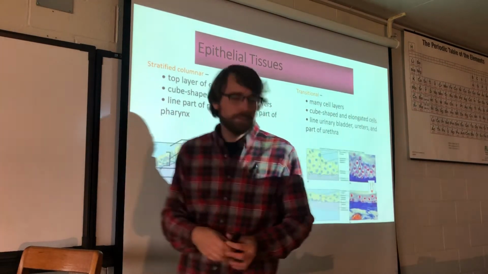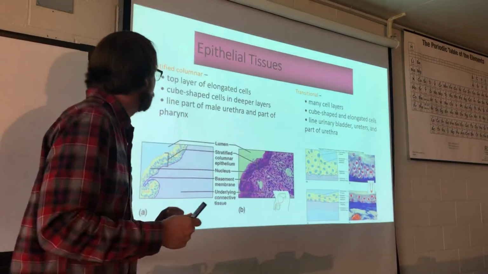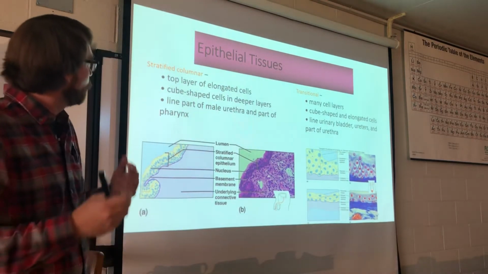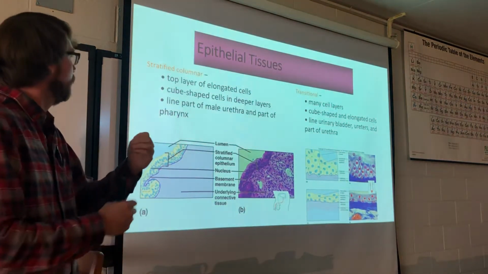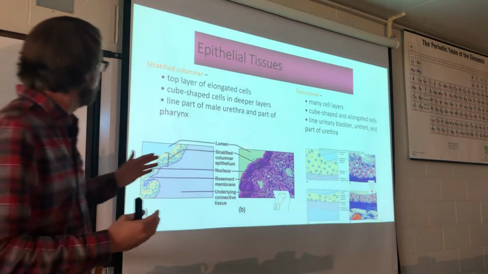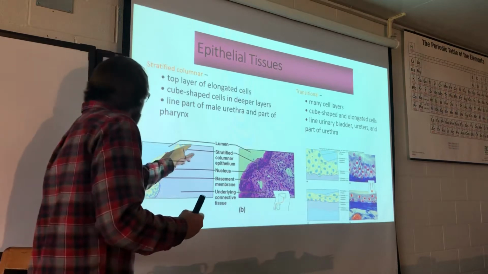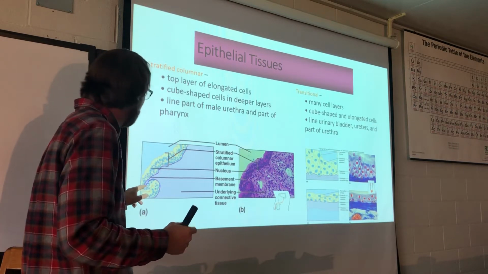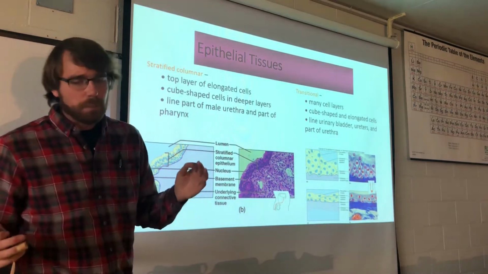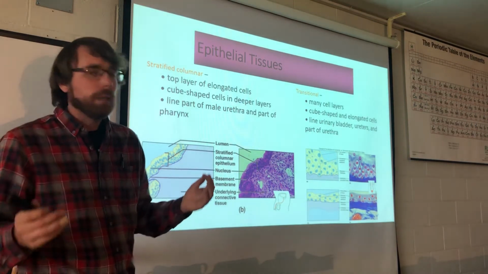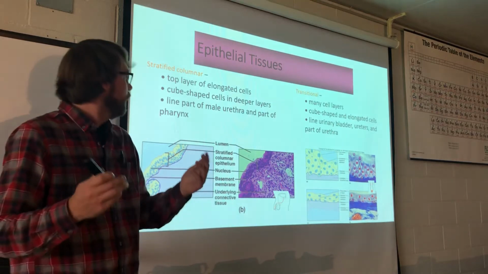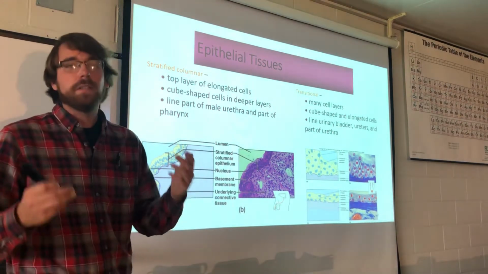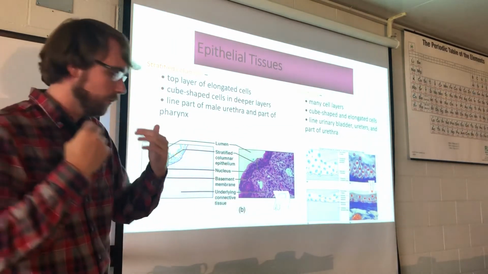Next, we have stratified columnar epithelial. This is going to have a top layer of elongated columnar cells. The deeper layer is going to, again, be more cube-like, sort of like the stratified cuboidal. This is not a particularly common tissue, mainly found in part of the male urethra and in part of the pharynx at the back of your throat.